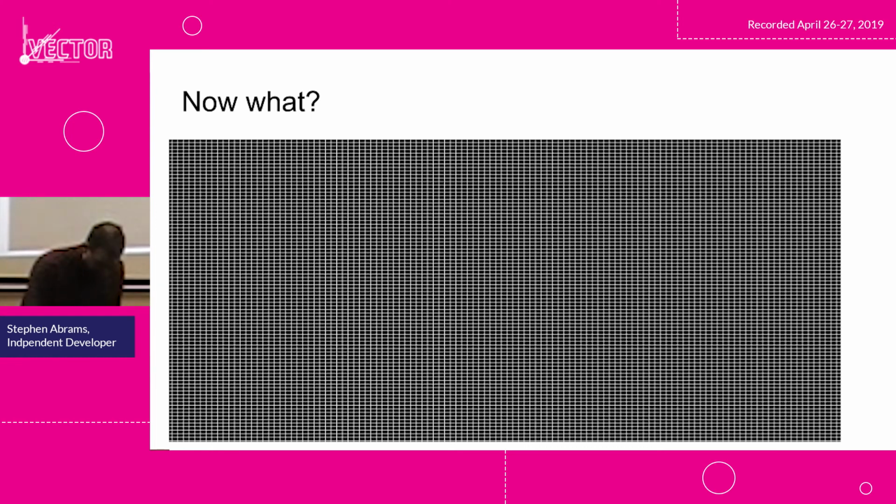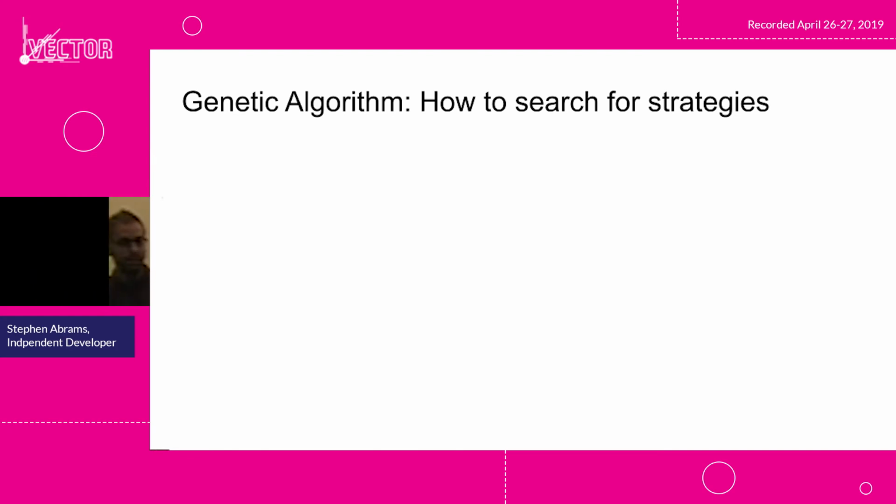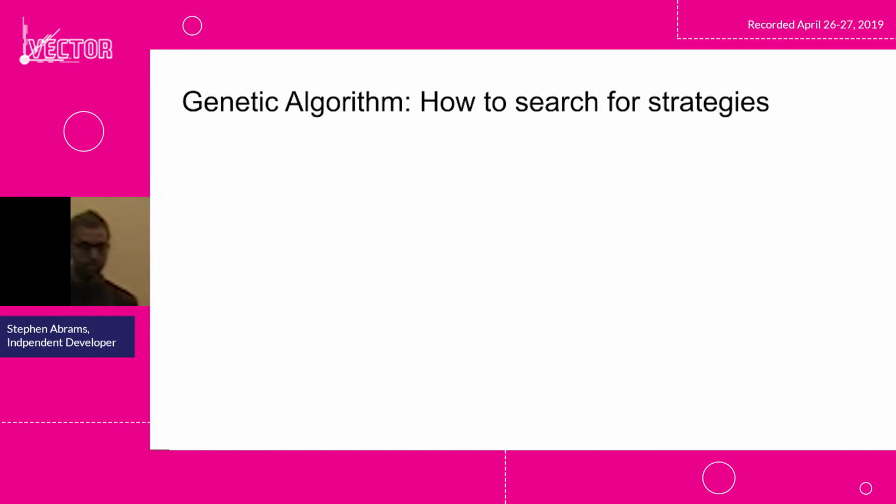That's where a genetic algorithm comes in. Has anyone ever used one of these or seen them or implemented them before? Yeah. What did you use it for? Or did you use it, or just familiar with it? No, I just saw it. Okay. What do you remember about what it was used for?